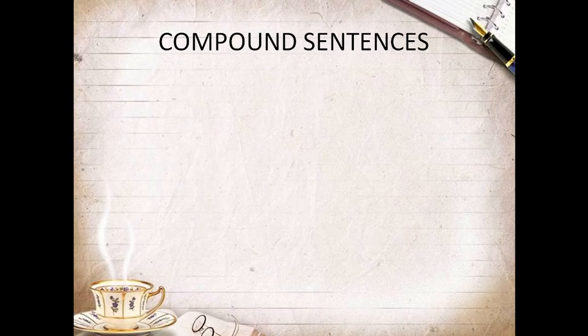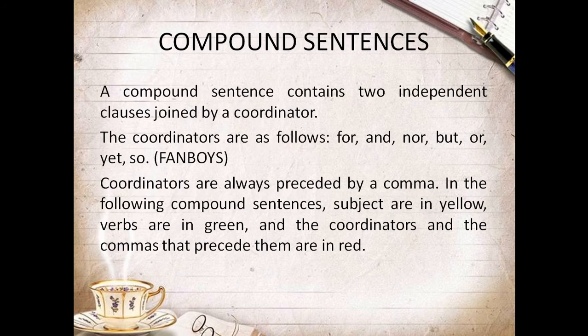Next, compound sentences. A compound sentence contains two independent clauses joined by a coordinator. Coordinators are as follows: for, and, nor, but, or, yet, so. Helpful hint: the first letter of each of the coordinators spells FANBOYS. Coordinators are always preceded by a comma.